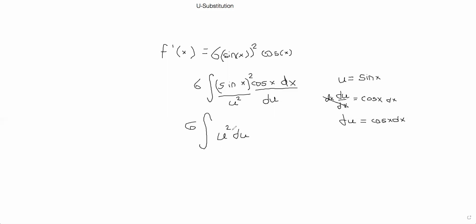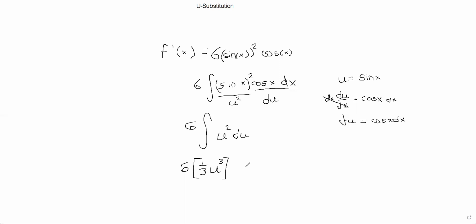We're going to use that same integration power rule to integrate u squared. So the 6 is going to remain. We're going to add 1 to the exponent, so it was a 2 before, now it's a 3. And now we're going to divide by that exponent. We get 3, 1/3. And then we're almost there.